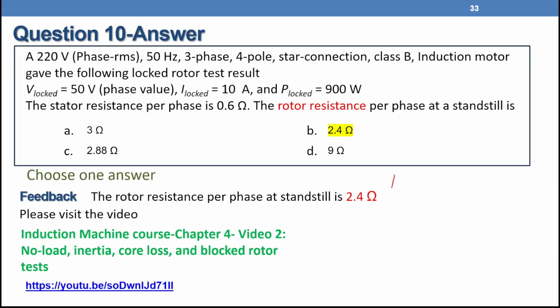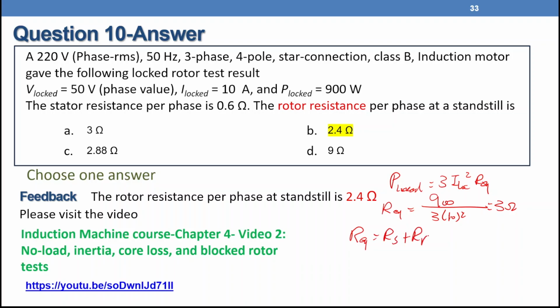So we know that P locked equals 3 I locked squared R equivalent. So R equivalent equals 900 over 3 times 10 squared. So the answer is 3 ohm. But R equivalent equals R stator plus R rotor. So R rotor equals 2.4 ohm per phase. If you would like to know more about testing, please visit the Induction Motor Course, Chapter 4, Video number 2, No Load, Inertia, Core Loss, and Blocked Rotor Tests.